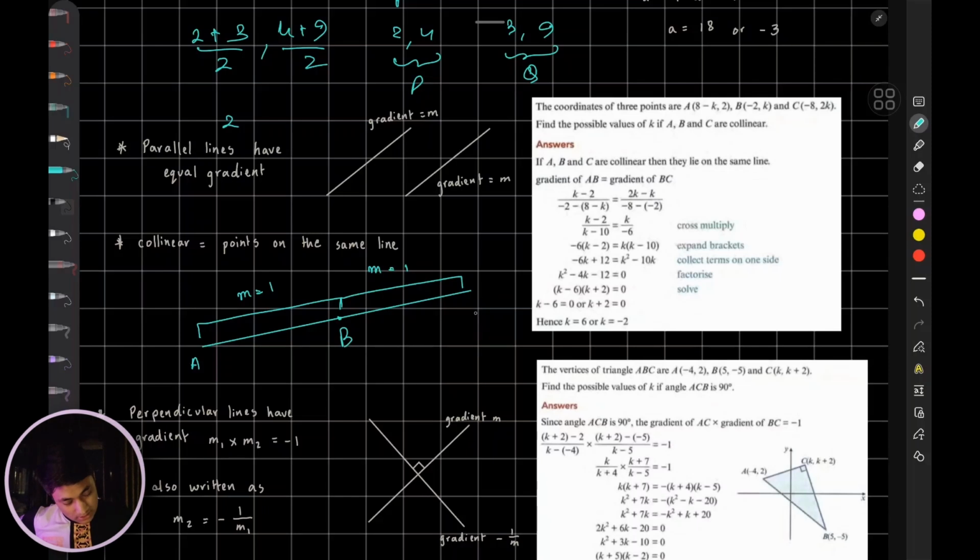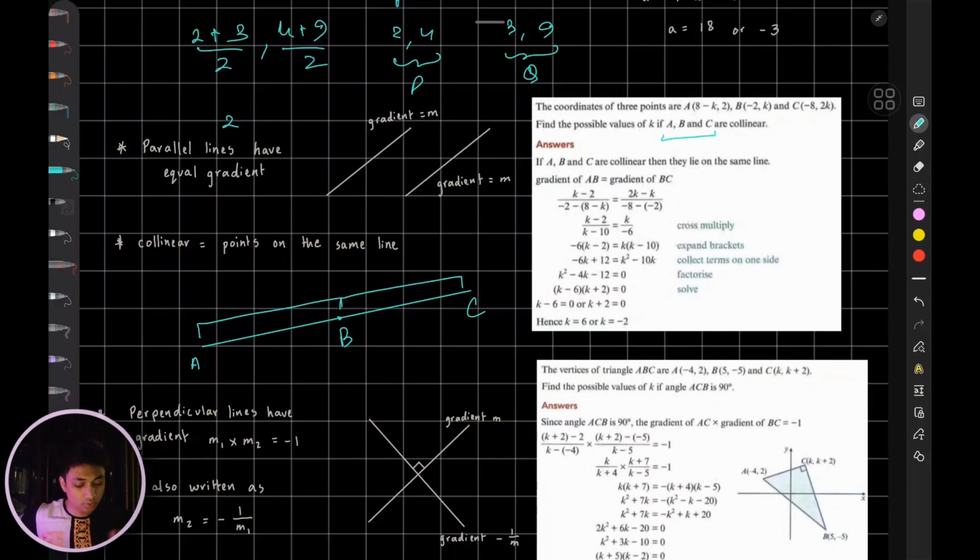So A, B, C. Since they've mentioned the coordinates in this order, we are also going to draw our diagram in the same order just to make it easier for us to understand. So if A, B, C are collinear, then they lie on the same line. Okay, that is the answer. Right, so we can answer it for ourselves.